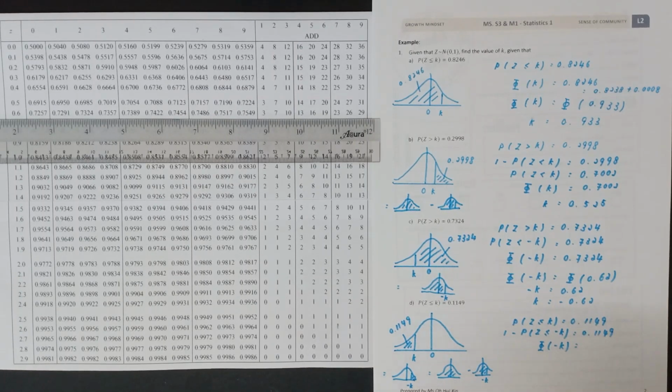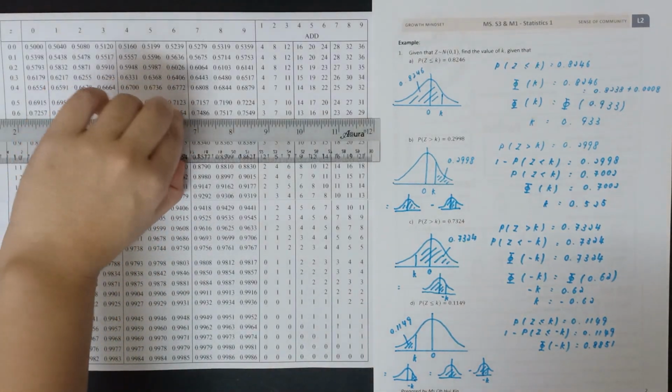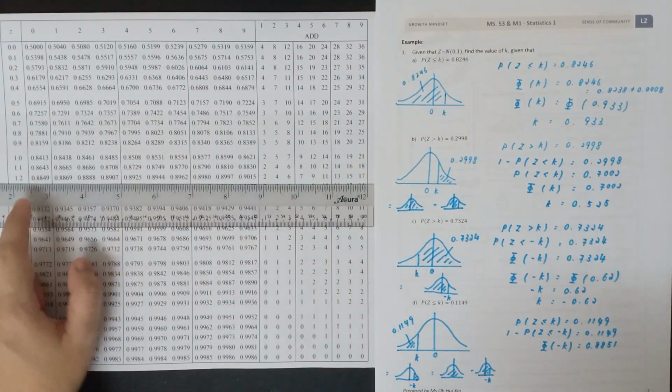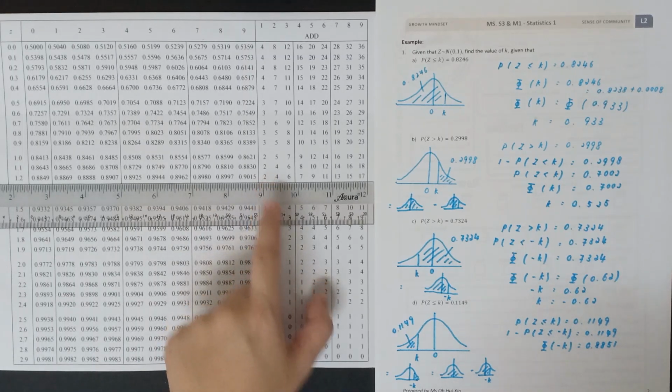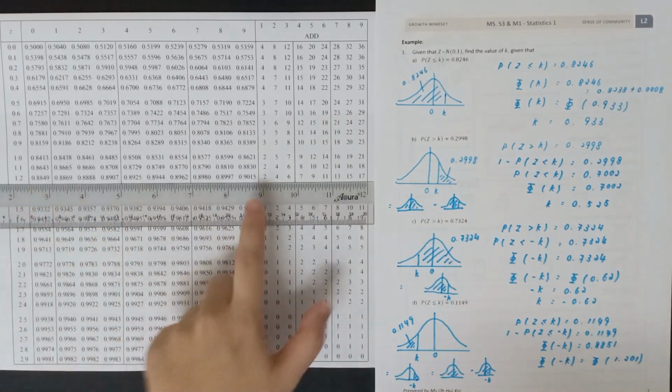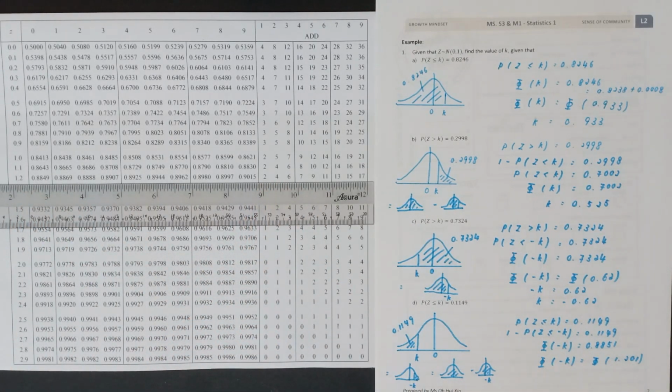Okay, then use your calculator to find out what is the answer for this one. Then you will have 0.8851. Okay, then after that, same thing, find it in your table. So for 8851, the nearest that you can get is 8849. So from 8849, you need to plus 2. So that's how you get your answer as 1.201. Okay, because 0.8849 you need to add 2, only then you can get 8851.